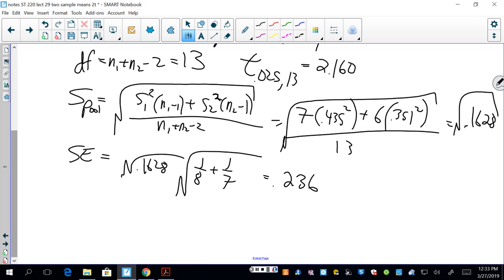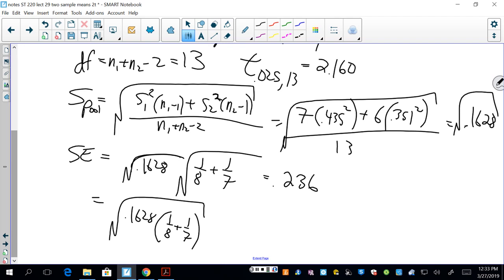You put all those numbers in there. So our confidence interval, put all this stuff together, the average difference. It's 0.1628 times 1 over 8 plus 1 over 7, and then just the square root of that whole thing. Okay, I see. That would be another way of writing it.